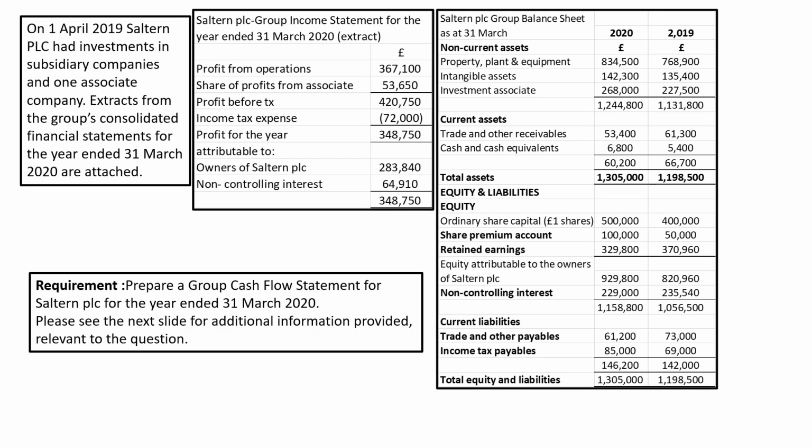So here is a question that requires the preparation of a group cash flow statement. I suggest you pause the video here and go through the information in greater detail. But what we have here is extracts from the income statement. And as I said, most of the entries here would find their way into the operating activities of a cash flow statement.